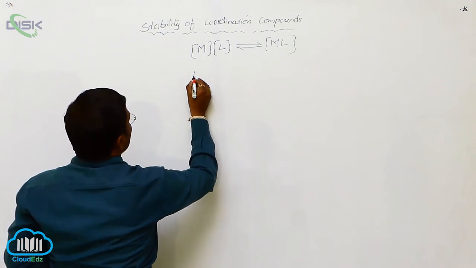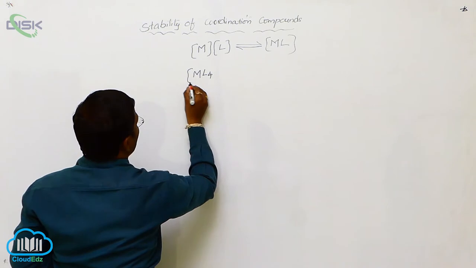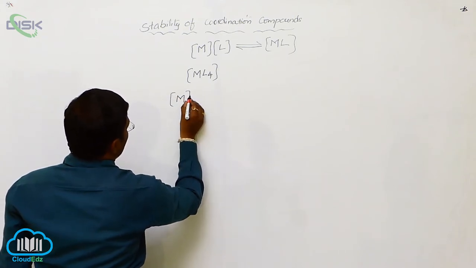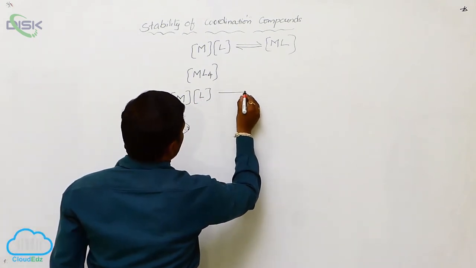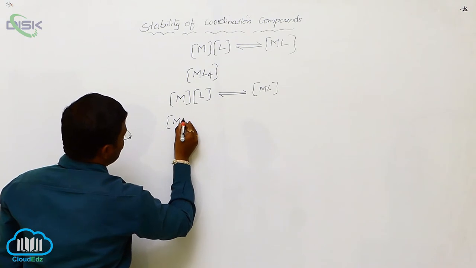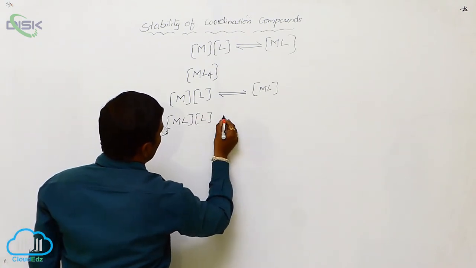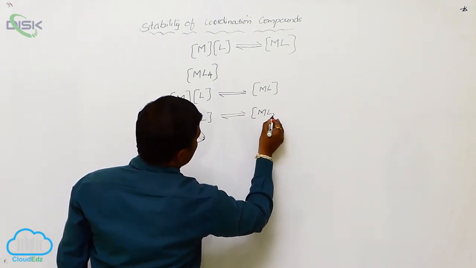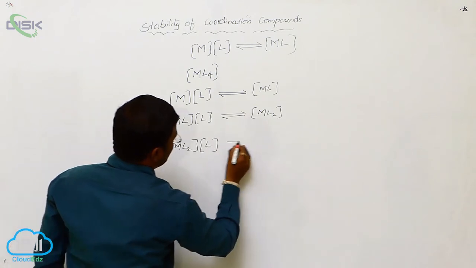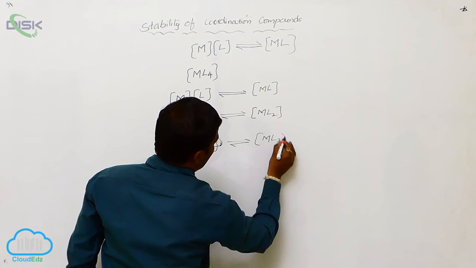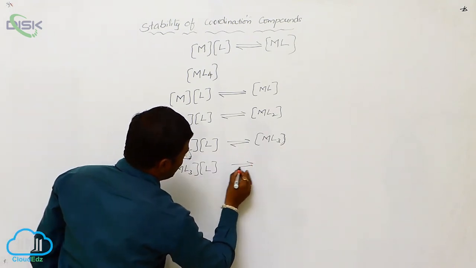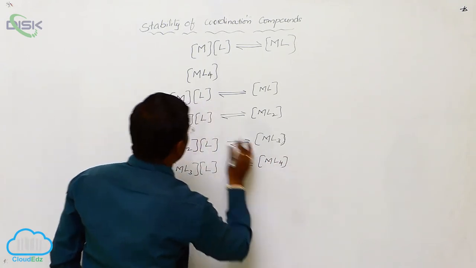For example, I would like to consider a metal complex which has the formula ML4. We can represent it as follows. In the first step, the metal reacts with a ligand and produces the ML complex. Similarly, in the second step, in the same solution, the formed ML complex reacts with one more ligand to produce the ML2 complex. In the next step, the formed ML2 complex binds with one more ligand to produce the ML3 complex. Finally, the ML3 complex reacts with one more ligand, which yields the formation of the ML4 type of coordination complex.